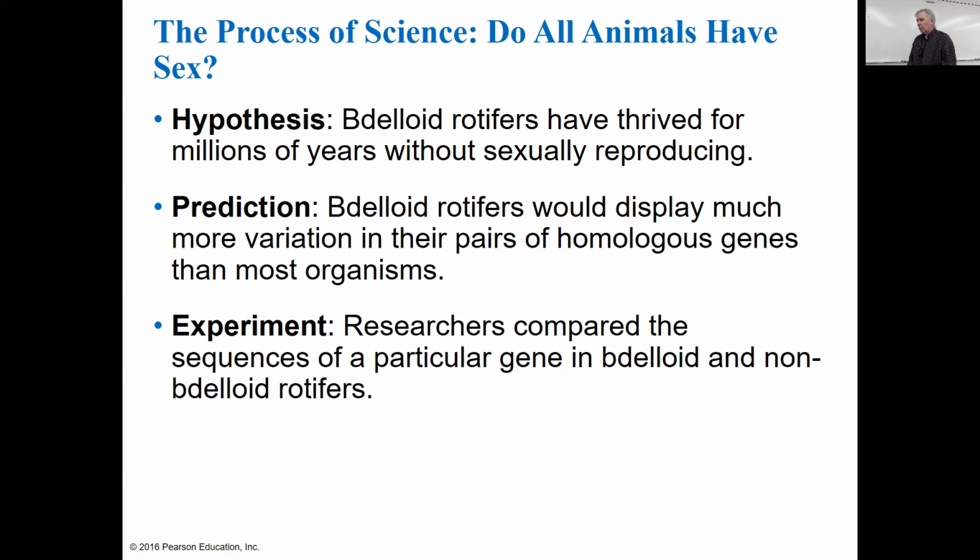So bdelloid rotifers would display much more variation in their pairs of homologous genes than most organisms, because crossing over actually reduces the variability of homologous genes. It increases the variability of chromosomes, but it makes genes a little bit more homologous. So researchers compared the sequences of a particular gene in bdelloid and non-bdelloid rotifers. The prediction would be that there'd be more variation in this one particular gene in bdelloid rotifers than in non-bdelloid rotifers, because they don't do sexual reproduction.